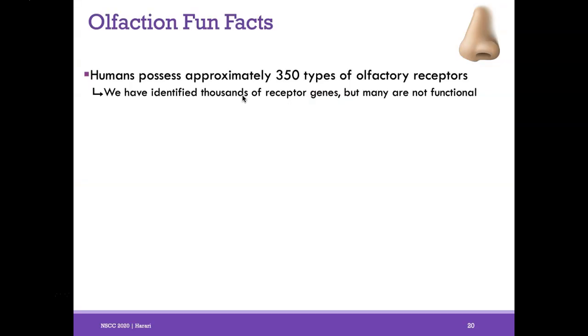Just a fun fact is we possess over 350 types of different olfactory receptors. So we have 350 different types of receptors that each can pick up one type of smell, one type of odorant. And we have thousands of different receptor genes, but many are called pseudogenes because they're not functional. Many of them can't really pick up any smell that we're aware of. They're kind of just fake. But we have 350 types that actually can pick up smell. And each of these receptors can only pick up one type of odorant.